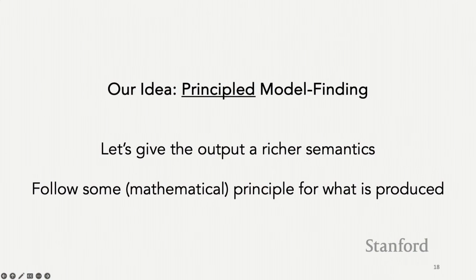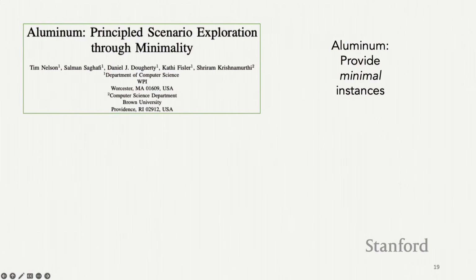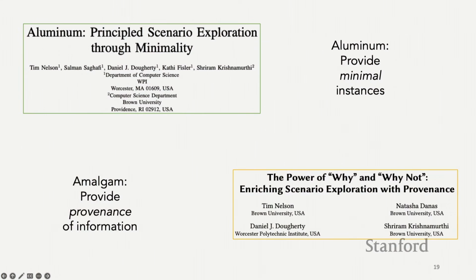Okay, so one slide of bragging is we built these systems. We built a system called Aluminum. Okay, there are going to be some bad metal jokes here. I apologize. Right, so we built a system called Aluminum. We put the "min" in it, so it produces minimal instances and gives you a principled way to do exploration of these models. Okay, we built a system called Amalgam. And Amalgam lets you look at the provenance of things and understand where things come from. And one of these won a best paper award. Okay, there's the academic bragging part.